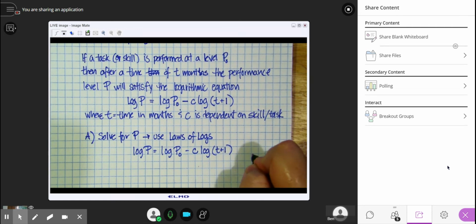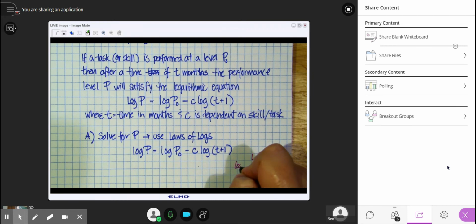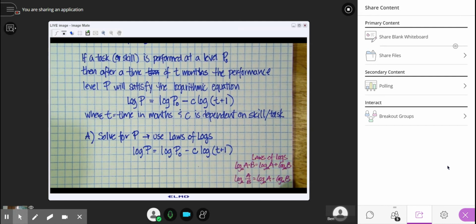Okay. So the three laws of logs: log A plus log B is like log of A times B. And then the subtraction is division. And then the last one is like A to the C power equals log A, C times A, or is it the other way around? Yeah, log base A of A to the C would be C times log base A of that base. Okay.